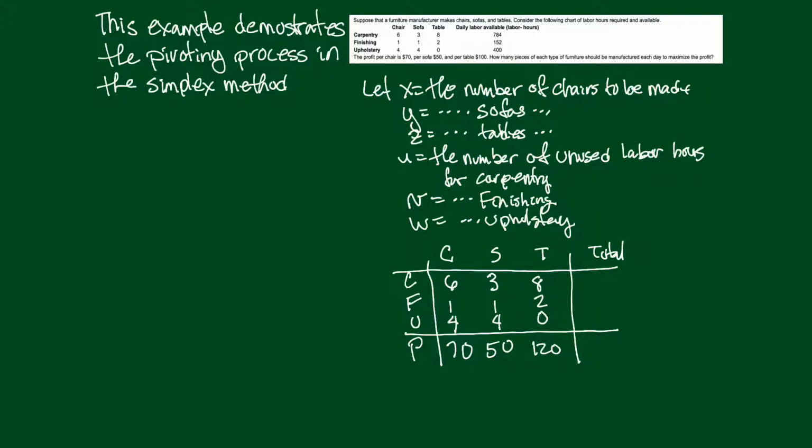And what we have available for carpentry is going to be less than or equal to 784. For finishing, that's going to be less than or equal to 152. And for upholstery, that's going to be less than or equal to 400.